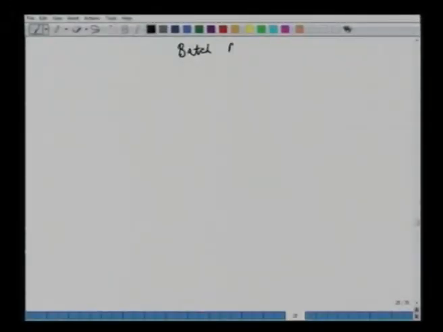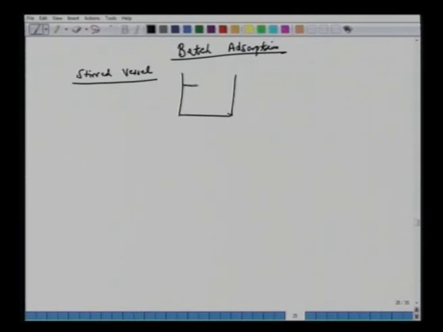Okay, so we start with batch adsorption. What we are talking about here is a stirred vessel. We have a beaker with certain wastewater, a certain volume, with initial concentration C, maybe color, maybe some benzene, xylene, toluene, and we have the solids, charcoal or adsorbents. And what we do here is stirring.